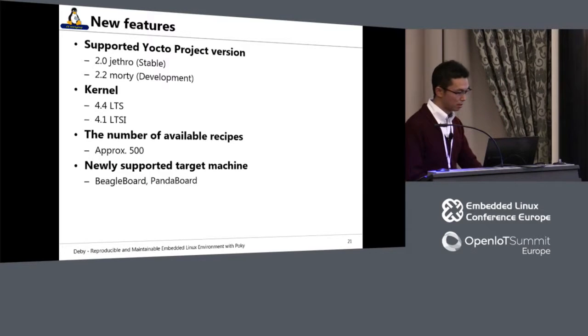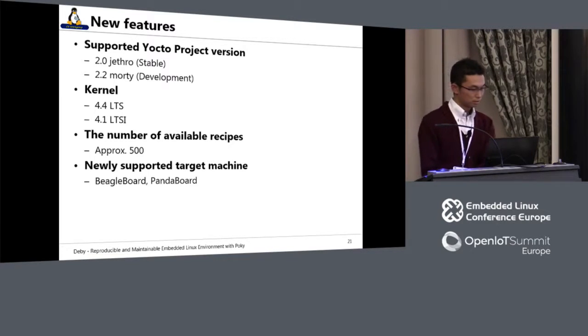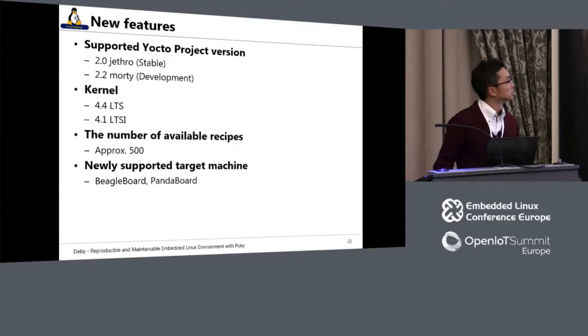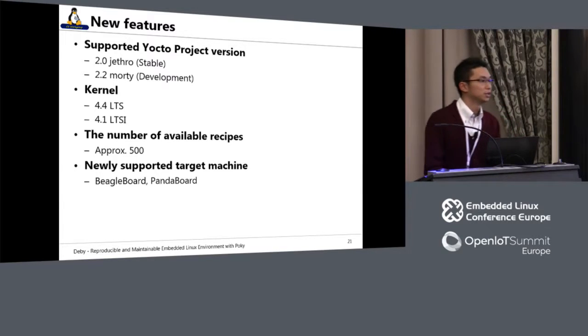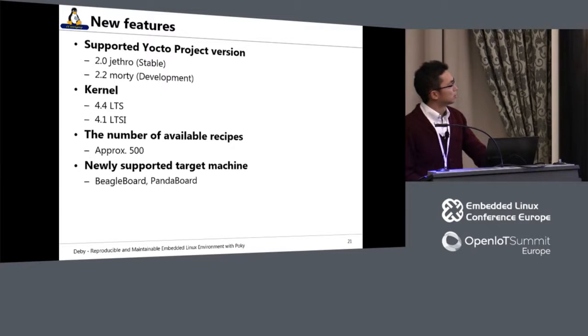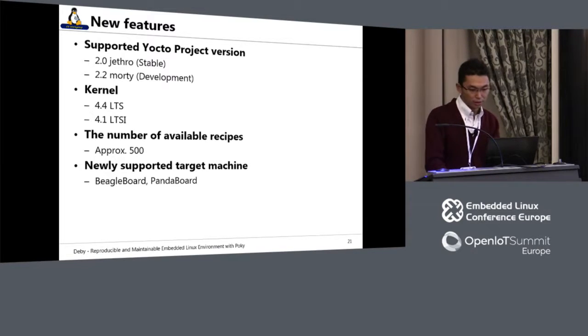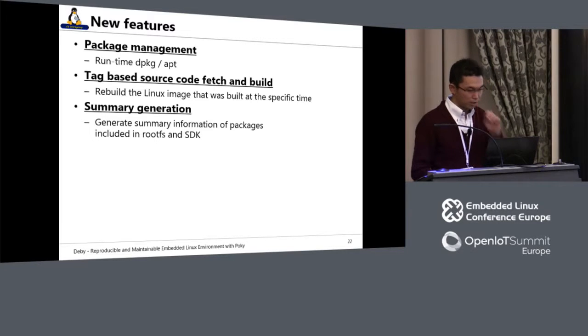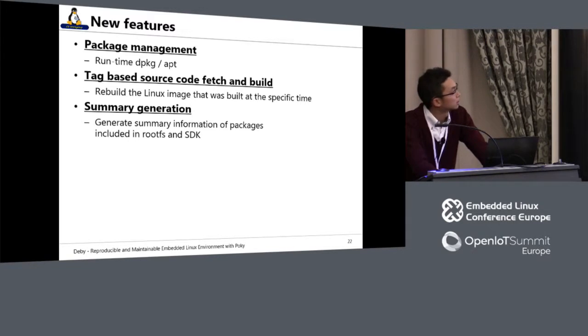So, very simple steps. And here are the new features of Deby, about the Yocto Project. The supported version is upgraded to the 2.2 development version. The supported kernel versions are also upgraded to 4.4 LTS and 4.1 LTSI, the latest versions of LTS and LTSI. Also, several new recipes and some target machines are newly supported, and some new useful features are supported.